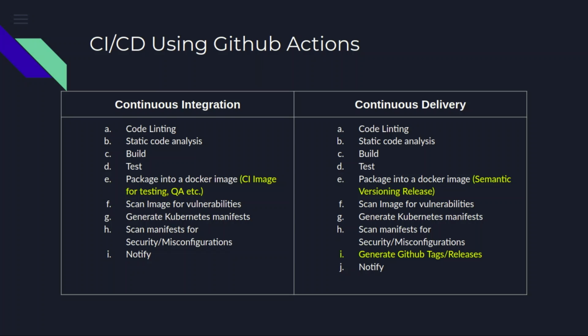The key difference between CI and CD is that in CI you would basically generate an image which can later be used for testing and QA purposes. But if you're on the CD cycle, then you have to use semver tagging and release your software in a proper major, minor, patch versioned strategy. In this case you would have a better understanding of your versioning system.